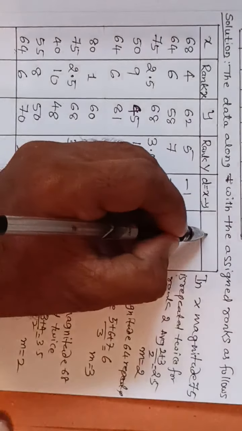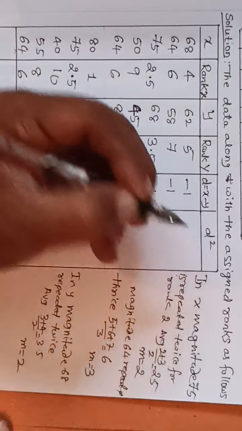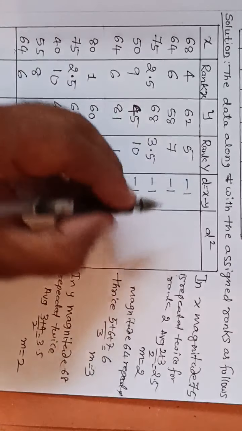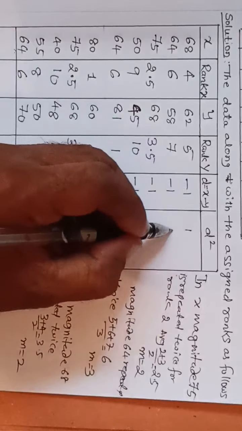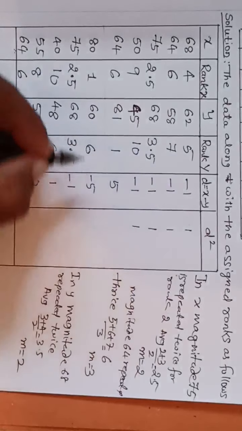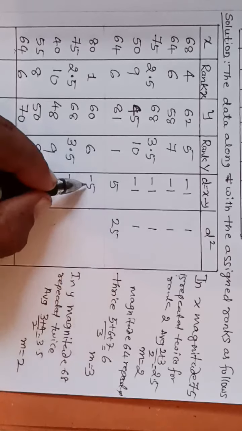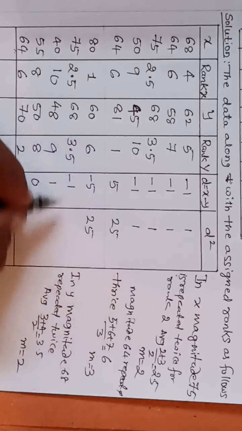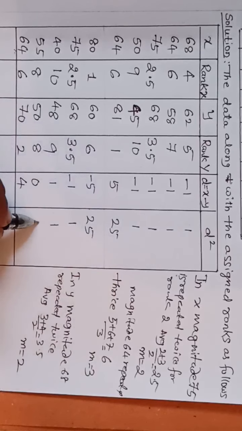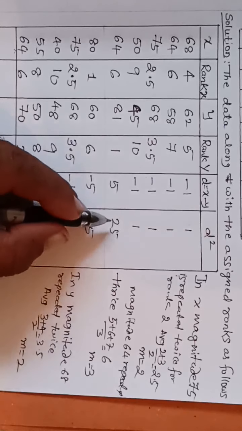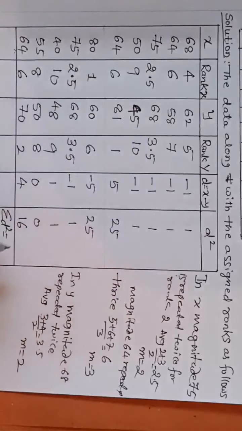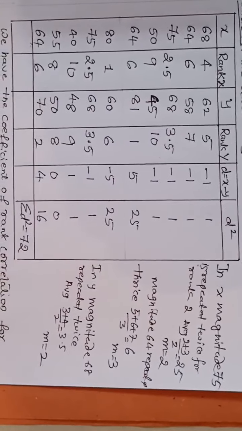To find the summation of d square, first make the calculation for d square. So d we got, d square: minus 1 whole square is 1, minus 1 whole square is 1, 1 whole square is 1, here 1, here 5 squared is 25, minus 5 into minus 5 is 25, here 1, here 1, 0 and 16. If we add these, we get the summation of d square: 16, 17, 18 plus 50 is 68, 69, 70, 71, 72. The summation of d square is 72.